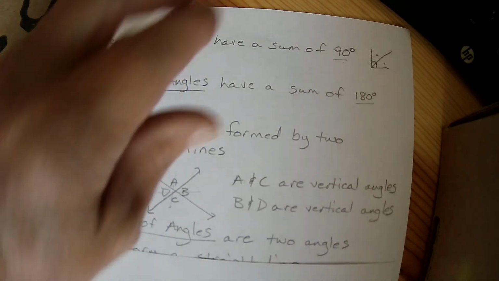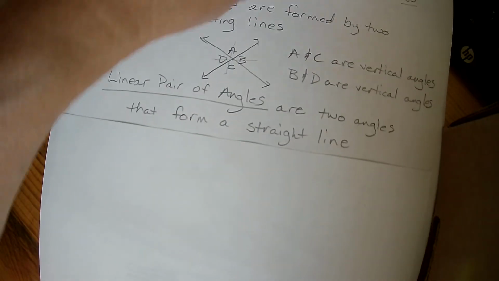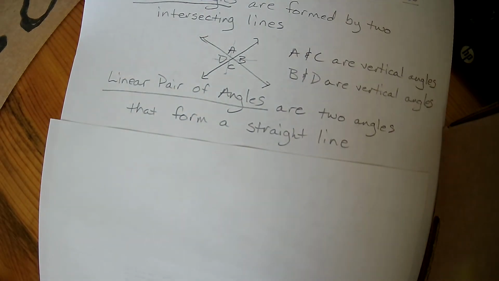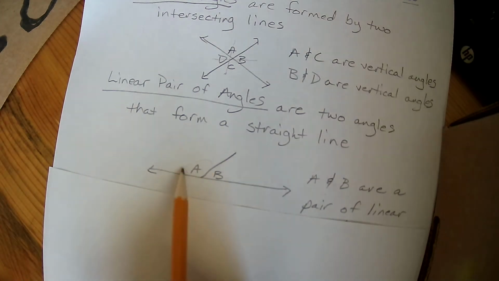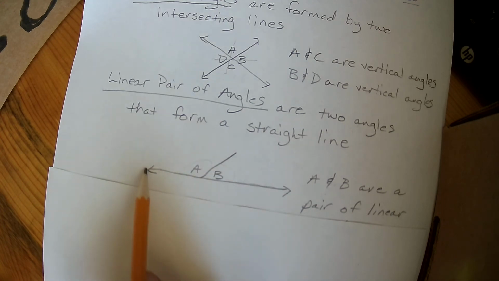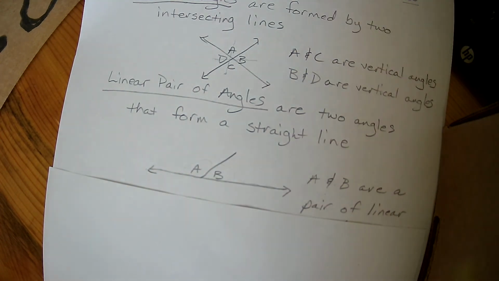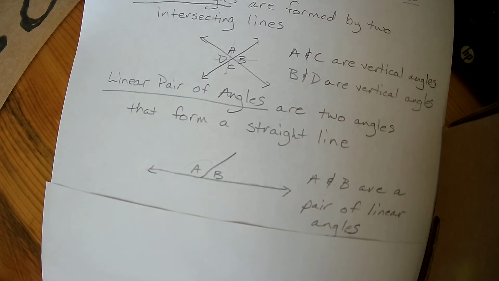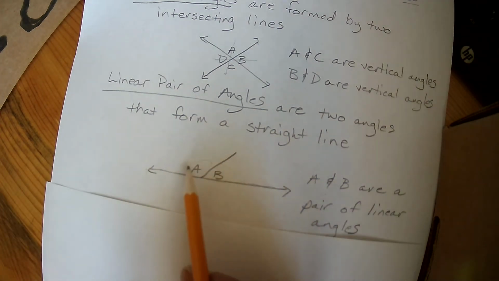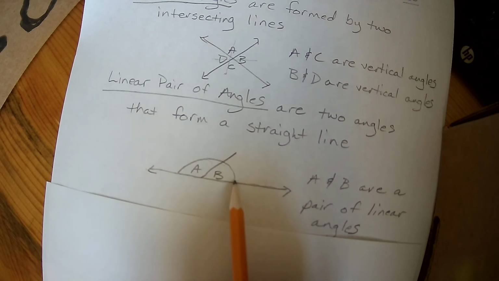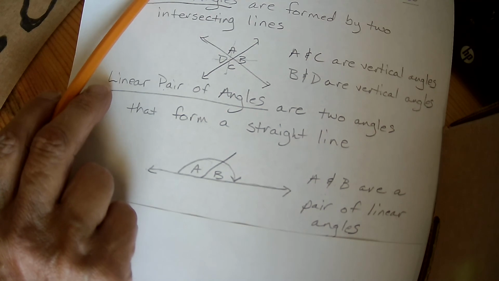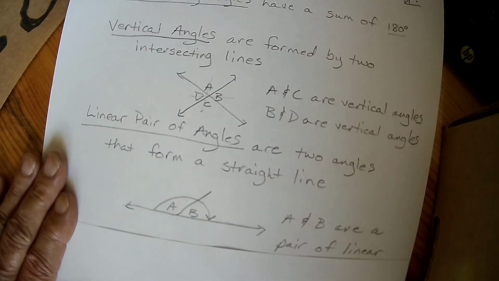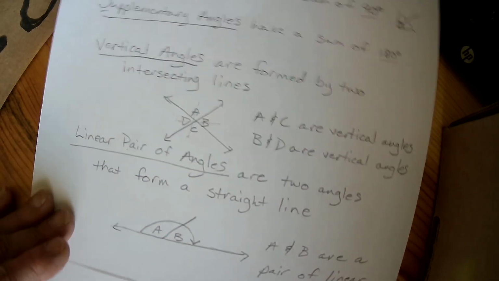Linear pair of angles is the next definition. And those are two angles that form a straight line. Notice if I took angle A and put it with angle B, it creates a straight line. So I say that A and B are a linear pair of angles. Also note, we know that a straight line measures 180 degrees. So linear pairs are also supplementary because they add up to 180.